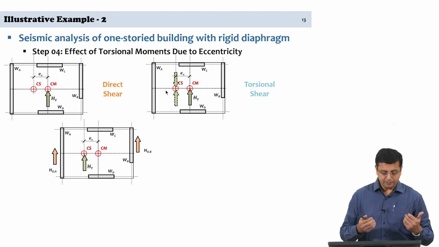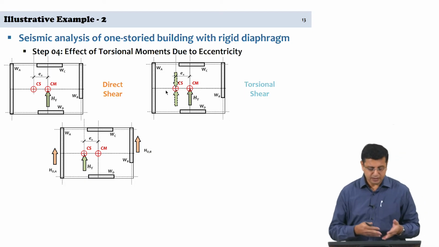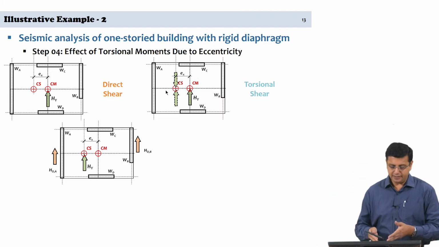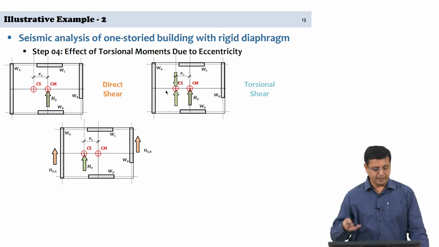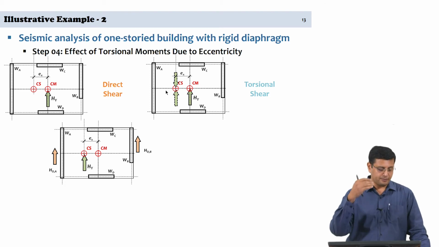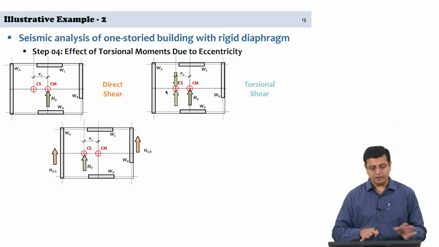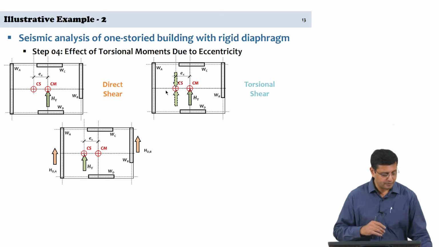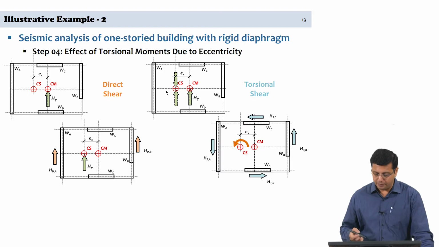The direct shear is counteracted by the 2 walls, and therefore, we estimated H direct A, which is the direct shear force corresponding to wall A based on the distribution factor coming from the stiffnesses, and HdB is the shear force corresponding to wall B, which again is obtained by multiplying Hy with the distribution factor, the stiffness of the wall divided by the sum of the stiffnesses. So, we did that, we have the direct shear force. Now, this is added to what happens as far as the torsional moment and the shear coming from the torsional moment. So, what happens here?